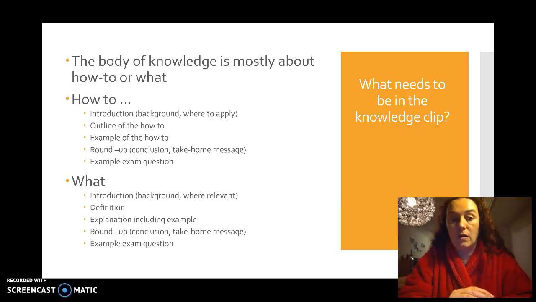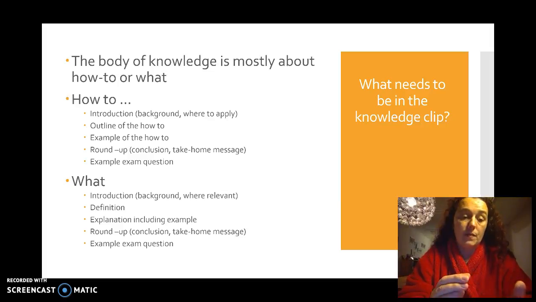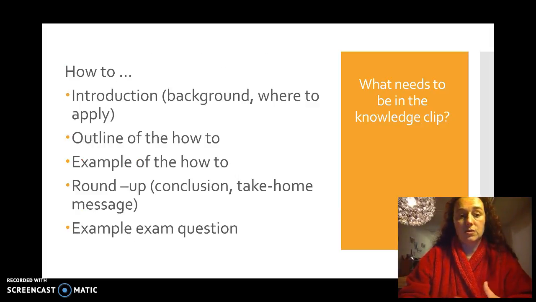What needs to be in the knowledge clip? The body of knowledge is mostly about how to, or about what. For a how to, use an introduction, background, an outline of the how to, an example, a roundup, and a conclusion.